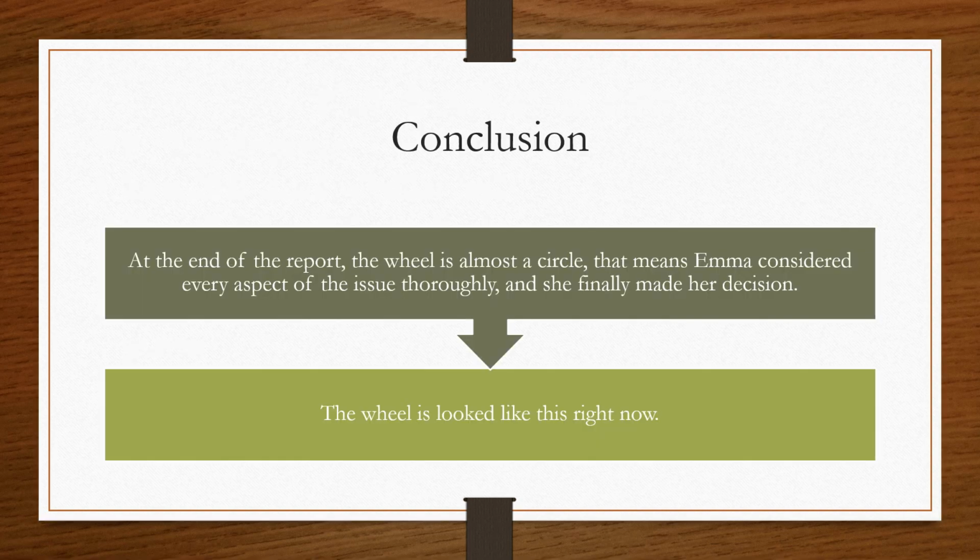At the end of the report, the wheel is almost a circle. That means Emma considered every aspect of the issue thoroughly, and she finally made her decision. The wheel looks like this right now.